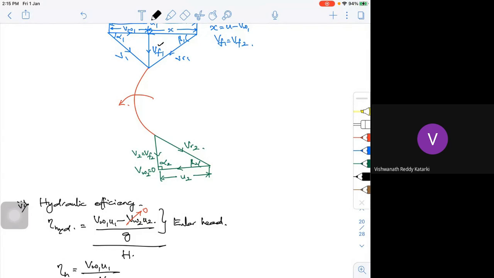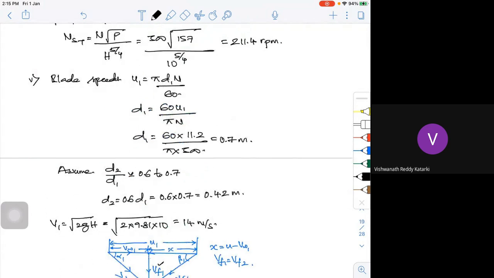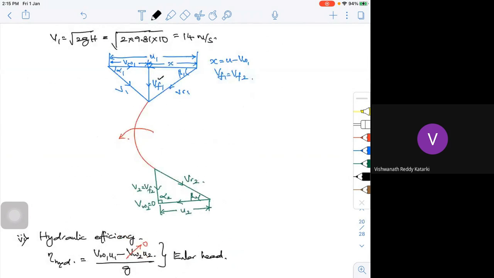Now U2 will be actually what it is. My D2 is equal to 0.6 times your D1. Your U2, see from there, it's also implying that your U2 by U1 is also between 0.6 to 0.7. So whatever ratio I assume, 0.6 means your U2 is also equal to 0.6 times your U1. So from that I can calculate my U2 and try to calculate your beta 2.